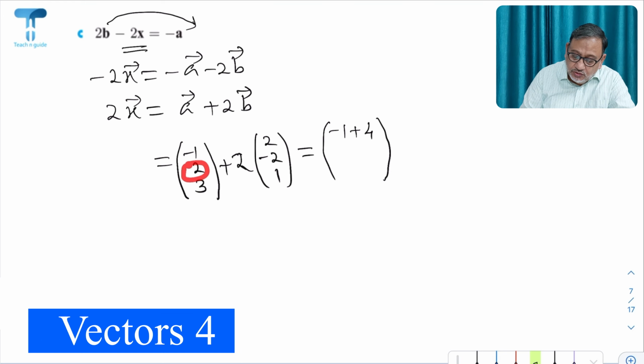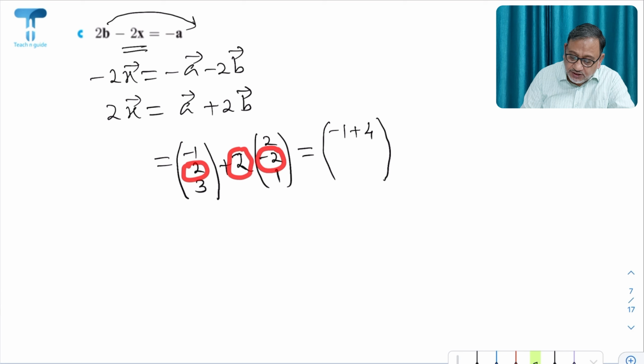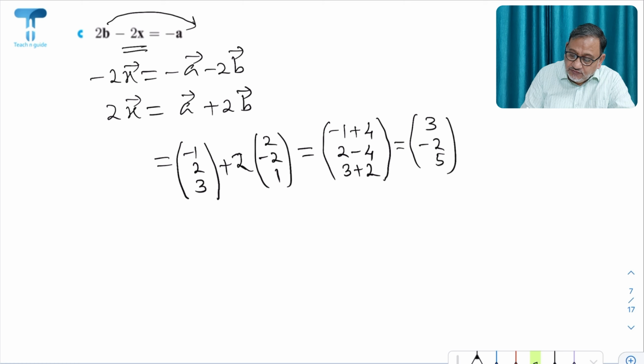Then 2 plus 2 times -2 will be -4, so 2 minus 4. And the third component, 3 plus 2 times 1, is 2, so 3 plus 2. So this will be 4 minus 1, 3; 2 minus 4, -2; and 3 plus 2 is 5.